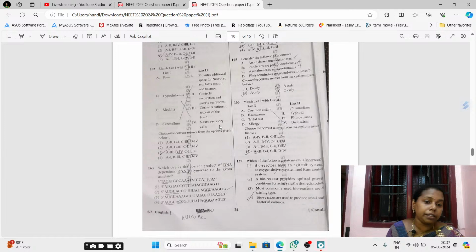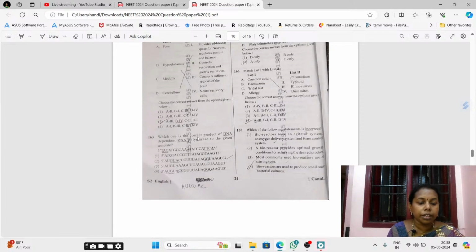Hypothalamus, neurosecretory cell to secrete oxytocin and vasopressin. Medulla, control respiration and all involuntary activity. Cerebellum, of course, additional space for neuron to regulate balance. So which one is correct? 163. Of course 162, option 3 is the answer.